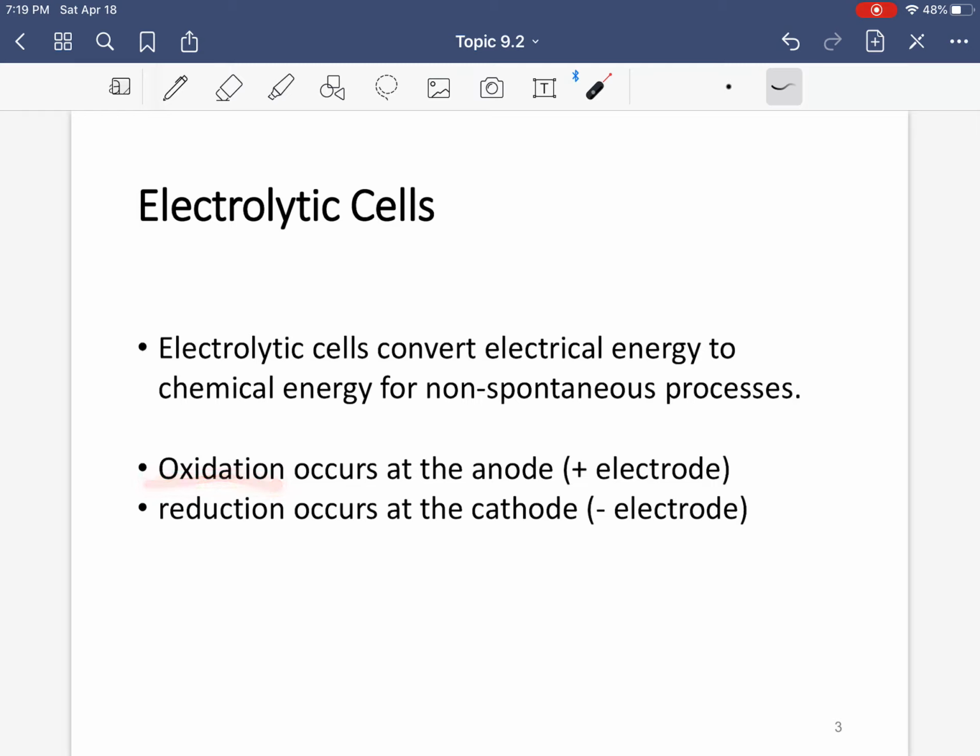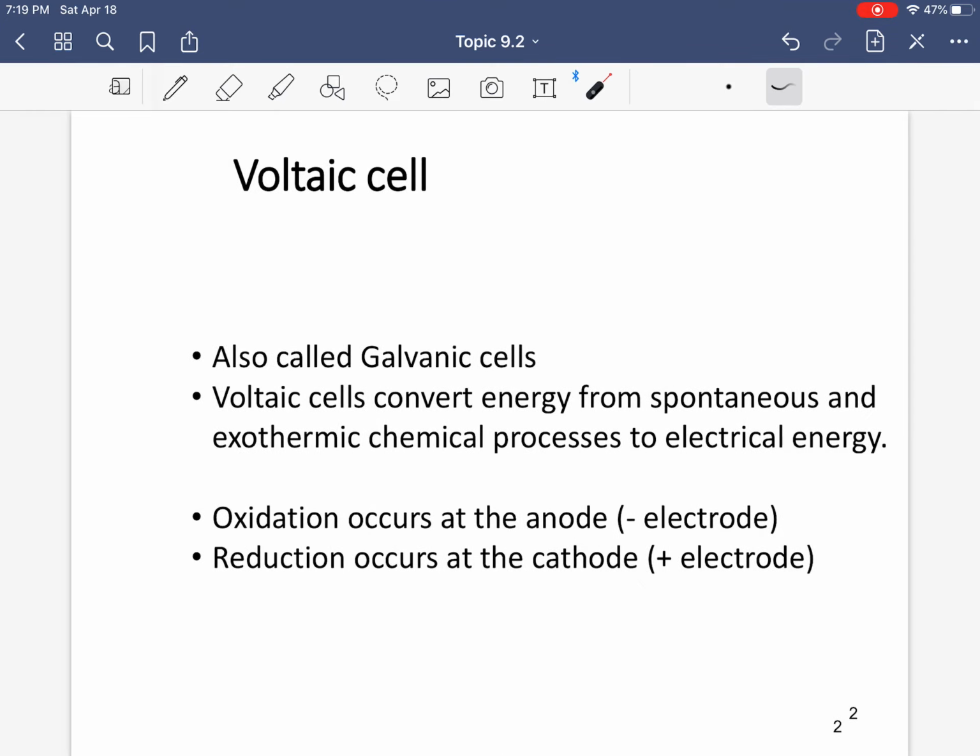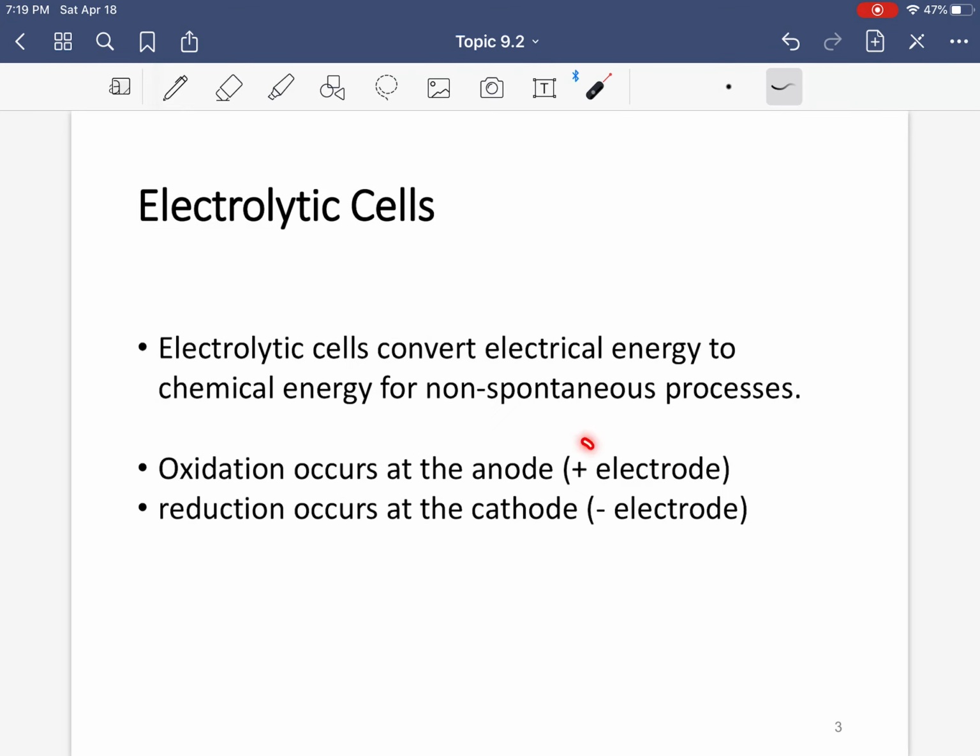Now, this is the confusing part. In an electrolytic cell, the electrode that does the oxidation, which is the anode, is positive, which means the negative electrode is the one that does the reduction. This is actually the opposite of a voltaic cell, because in a voltaic cell, the negative electrode does oxidation and the positive electrode does reduction. Here, the positive electrode does oxidation and the negative electrode does reduction. Try and memorize that. Try not to get confused. It's pretty easy to get confused here.